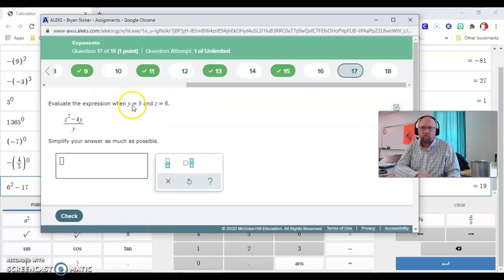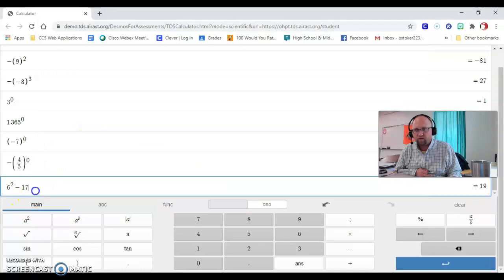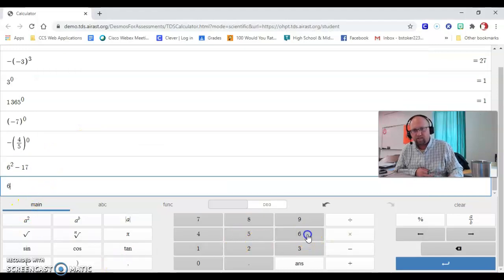Evaluate the expression when y equals 3 and z equals 6. So here's my recommendation for this one where you have to substitute a bunch. What I would do is this, is I would enter the numerator first. I would do z squared minus 4y. So z is 6, y is 3. So I have 6 squared minus 4 times 3. So I'm going to come down here. I'm going to do 6 squared minus 4 times 3. And I'm going to get 24.